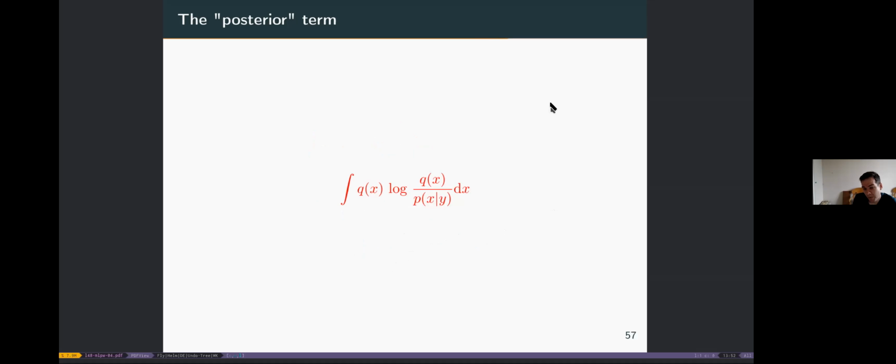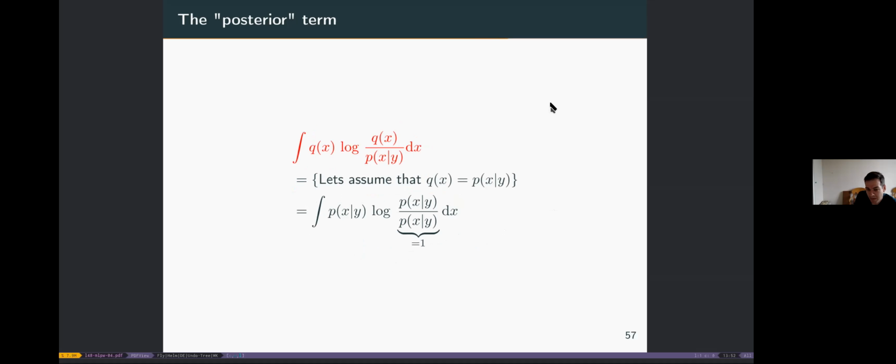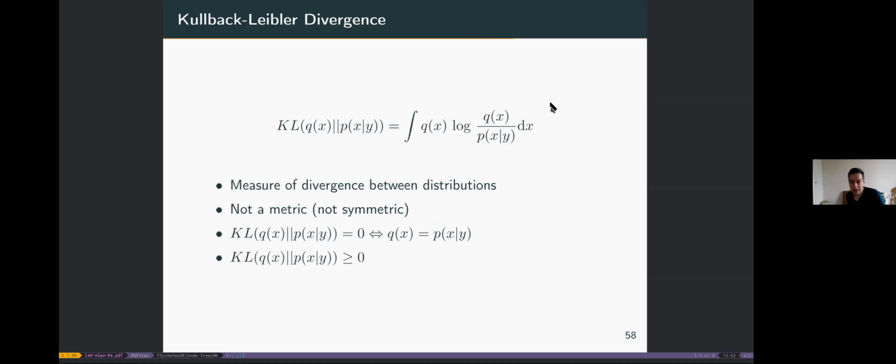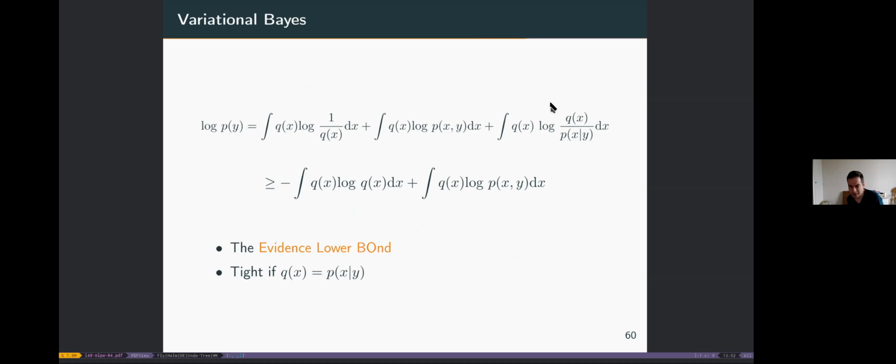And then what we can do as well is say, what happens if q of x is equal to p of x given y? Now this just gives me an integral of log of 1, so it becomes 0. That term there is what some of you might know as the KL divergence. It's a measure of divergence between distributions. It's not a metric, but it's 0 if the two distributions are equal, and it's always positive.